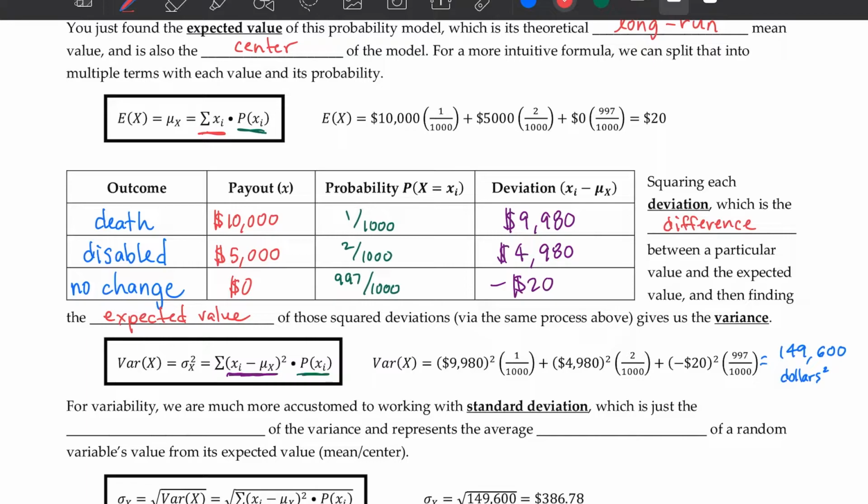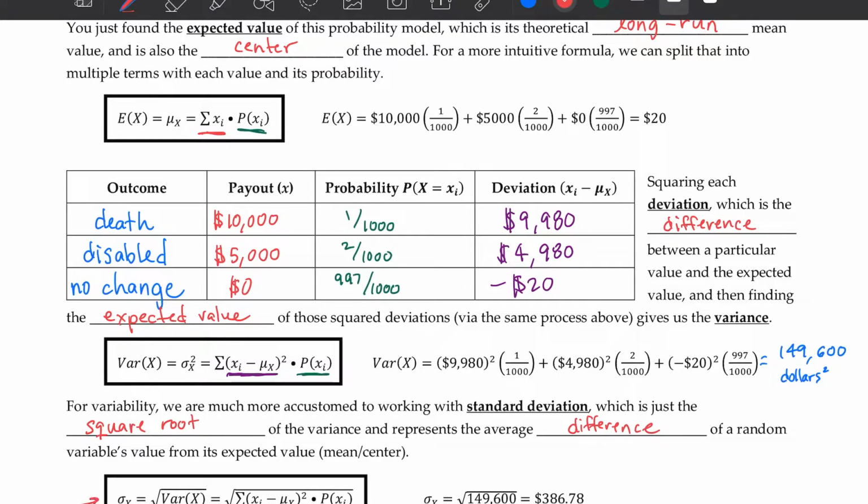And so when you switch over to standard deviation, we're just going to take this variance, and I don't know if you noticed, it is sigma squared there. So we're going to take the square root of it. And that represents the average difference or distance of a random variable's value from its expected value, the mean, the center. Notice that that definition of standard deviation is not different from how we were using it before. It is on average how far our data lies from the center, or in this case, how far our different payout values, our outcomes, fall from the center or the expected value.